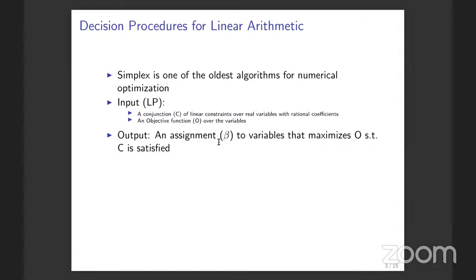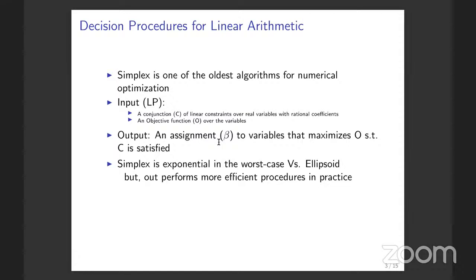The output is an assignment beta to the variables that maximizes the objective function, such that all the constraints that are given are satisfied. See, simplex is exponential in the worst case, but there are things that are much more efficient than simplex.